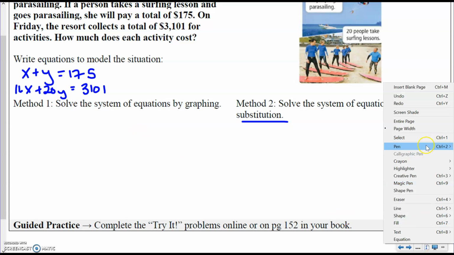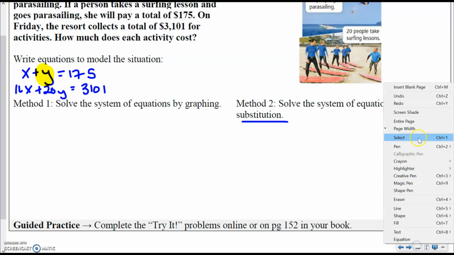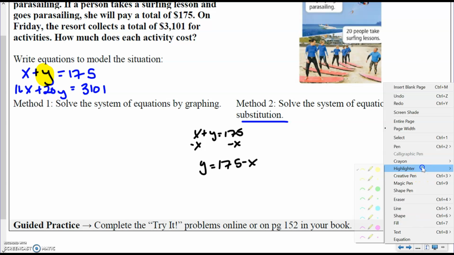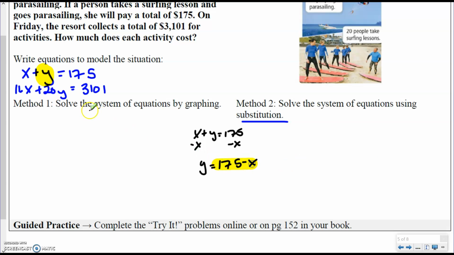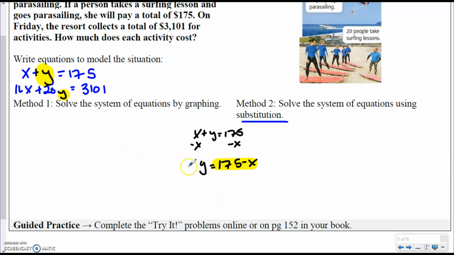Before I can substitute, I need the y or the x to be by itself. So I use my highlighter here. I want to get this y alone, which means I need to subtract x from both sides. So I'm going to start here with x plus y equals 175, and subtract x from both sides. Can't combine those together because they're not like terms, but this helps me so that I can substitute 175 minus x into this spot right there. And once I show you the next lesson, you're going to use the other method with this anyway.